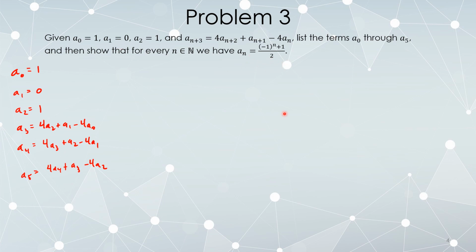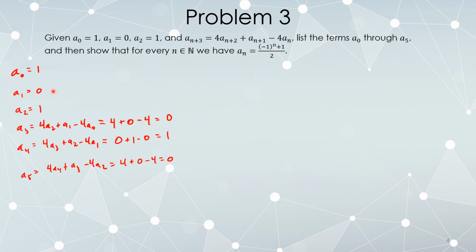So let's get computing. So a sub 3 is 4a2, a2 was 1, plus a1, which was 0, minus 4a0, and a0 was 1, so we get a result of 0. A sub 4 is now 4a3, that's 0, plus a2, which was 1, minus 4a1, another 0, for a total of 1. A sub 5 is 4 plus 0 minus 4, which is 0.